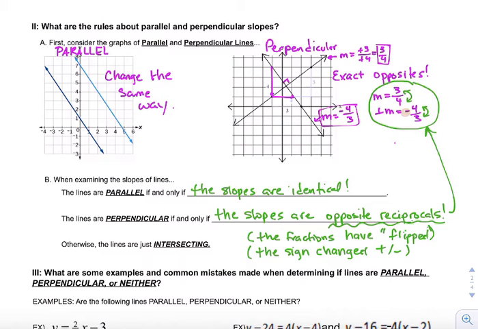So those are the actual rules for parallel and perpendicular slopes. And so if you have them that are the same, you know they're parallel. If you know they're opposite reciprocals, that means that they're going to be perpendicular. Now, the thing that's interesting here is if it doesn't fit either one of those two categories, we can just say they intersect. So either they're going to be parallel, they're going to be perpendicular, or they just happen to cross. Right?